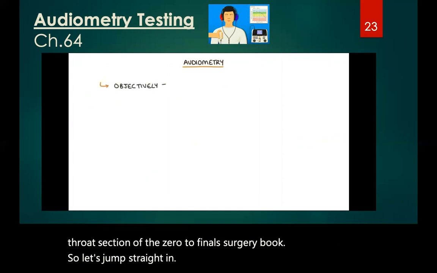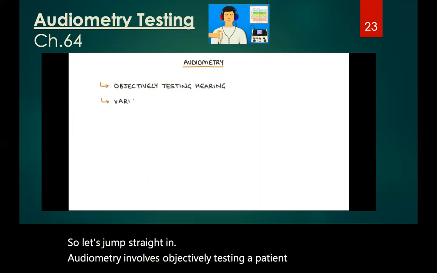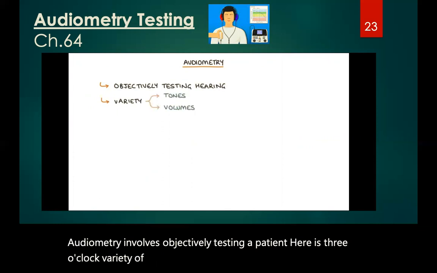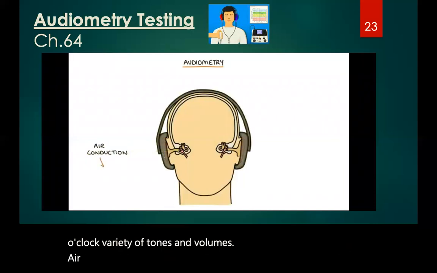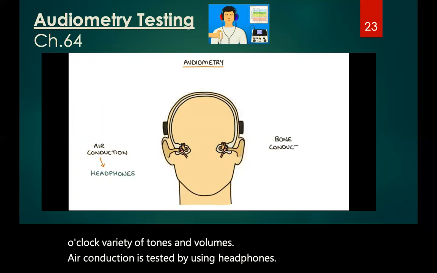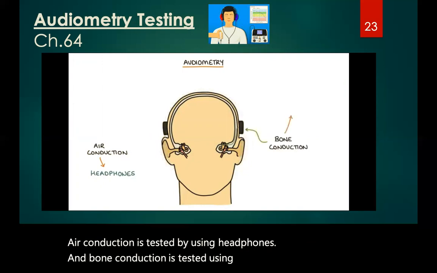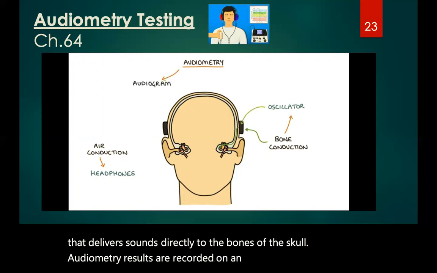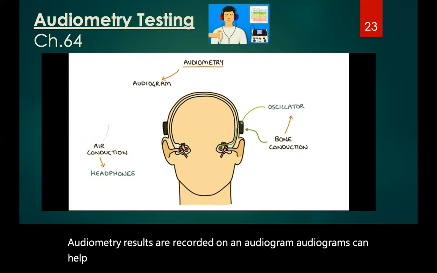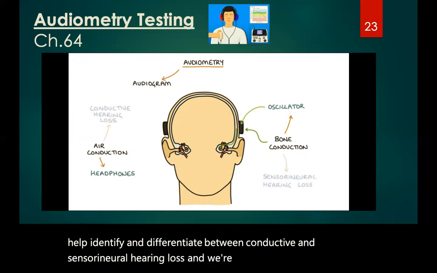Audiometry involves objectively testing a patient's hearing by playing a variety of tones and volumes. Air conduction is tested by using headphones. And bone conduction is tested using a device called an oscillator that delivers sounds directly to the bones of the skull. Audiometry results are recorded on an audiogram. Audiograms can help identify and differentiate between conductive and sensory neural hearing loss, and we're going to talk in more detail about how this is done.